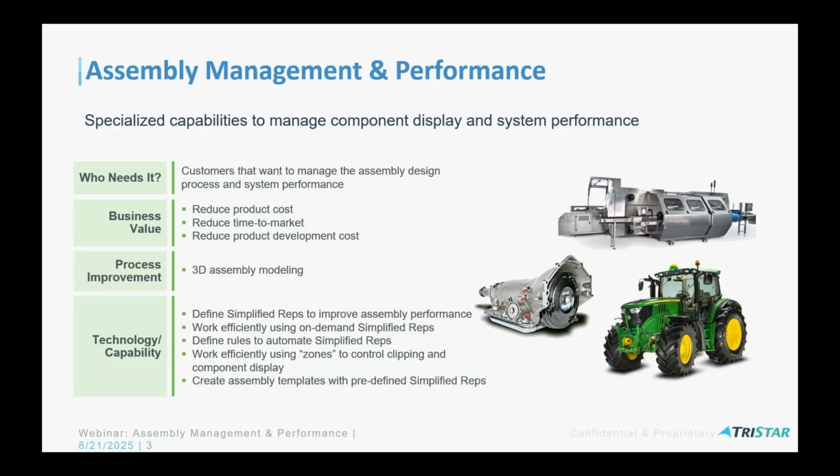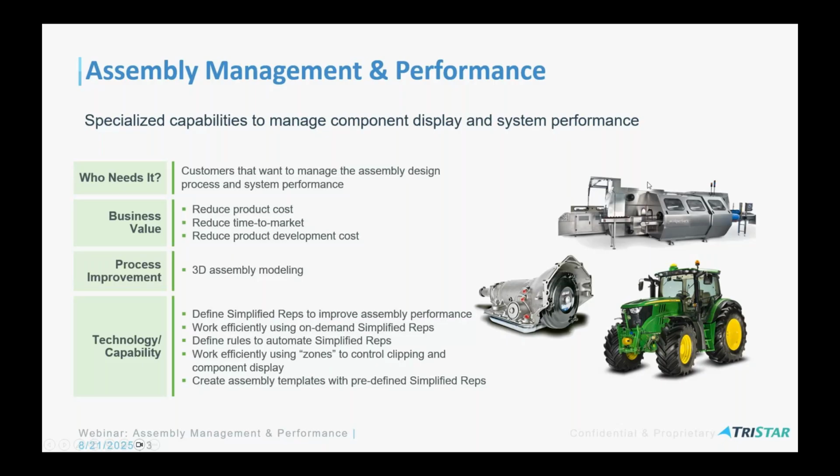The process improvement really is dealing with 3D assembly modeling, and the technology allows us to create what's called a simplified representation to help improve our assembly performance. It allows us to work efficiently using on-demand simplified representations. We can define rules to automate those simplified representations, and we can work efficiently in different zones of our assembly to help control the clipping and component display. We can also create assembly templates with predefined simplified reps that help us to manage those assemblies even before we create them, right? Because we'll have those tools embedded in those templates.